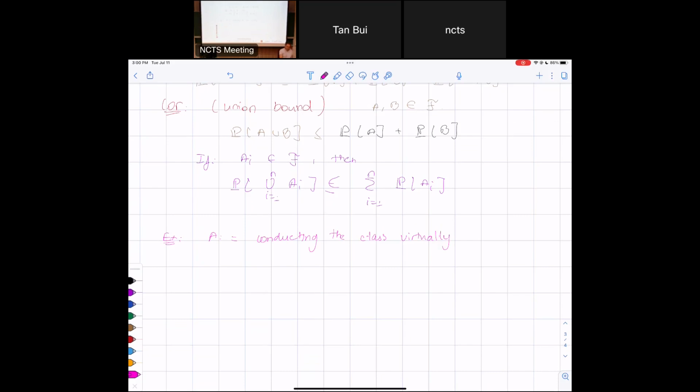Okay, so how about this? Let's have about a 10 minute break, and then we come back to actually apply the union bound. It's a very useful, super useful bound.